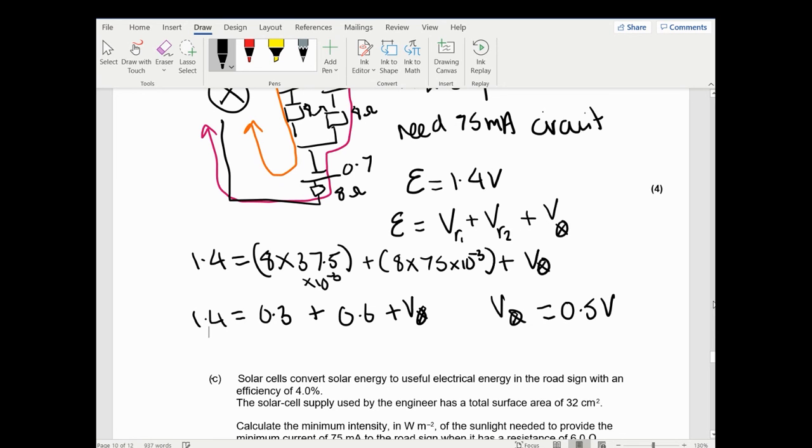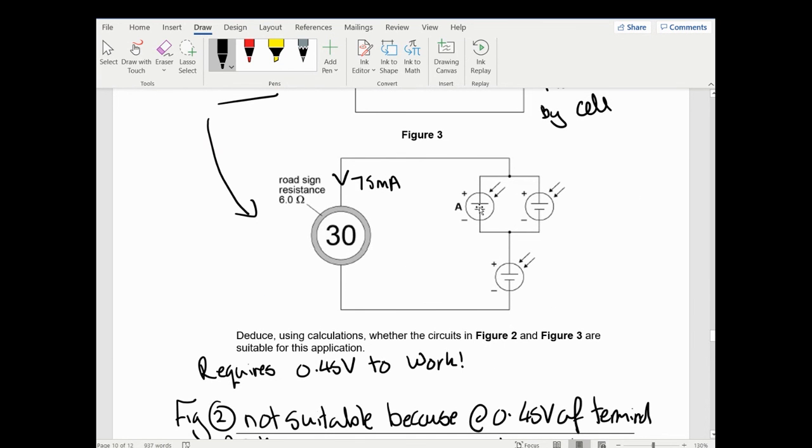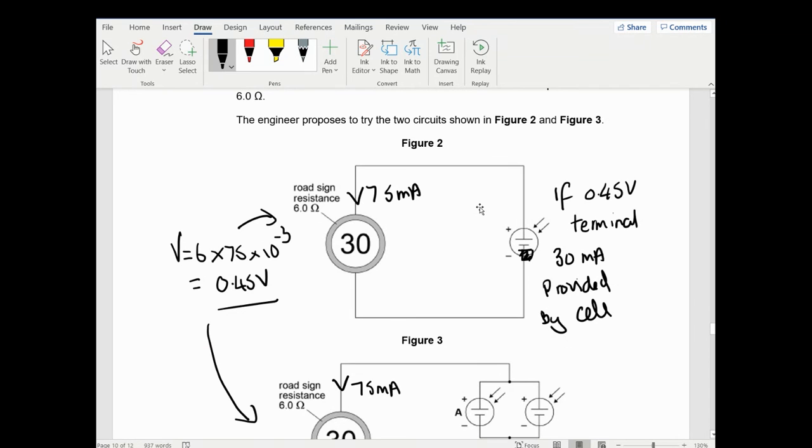So figure 3 works. What this question is actually doing is getting you to think about how the circuit works. And it is a really mean question. This is why it's a paper 2 question in a second year format. It's a paper 1 question, but it's a second year question, not an AS question.